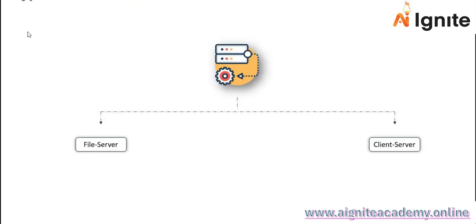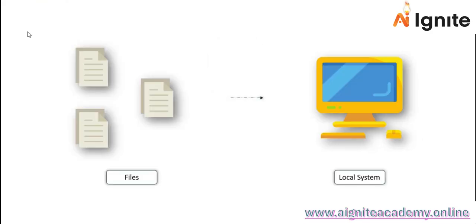So now that we've understood what exactly is a database and database management system, let's have a look at the types of database architecture. So the database architecture could either be file server or client server. So let's start with the file server architecture.